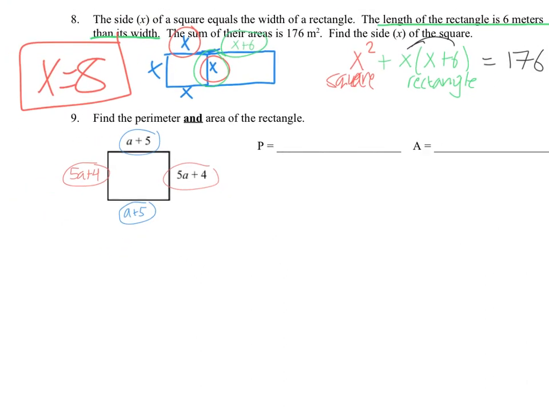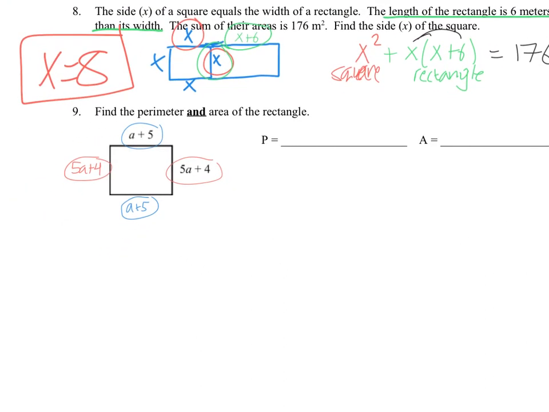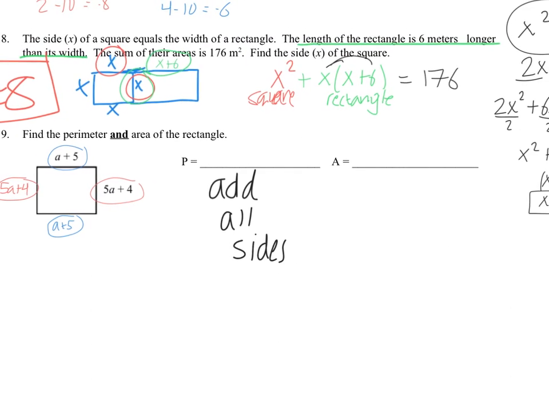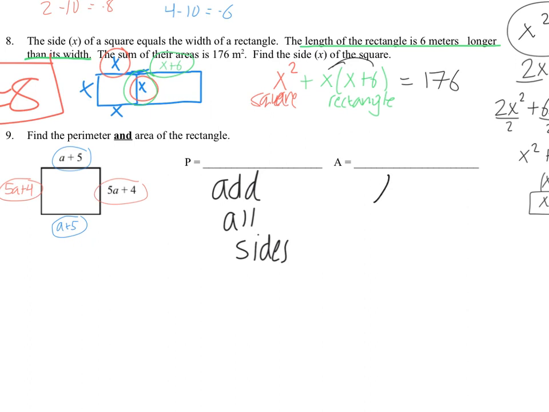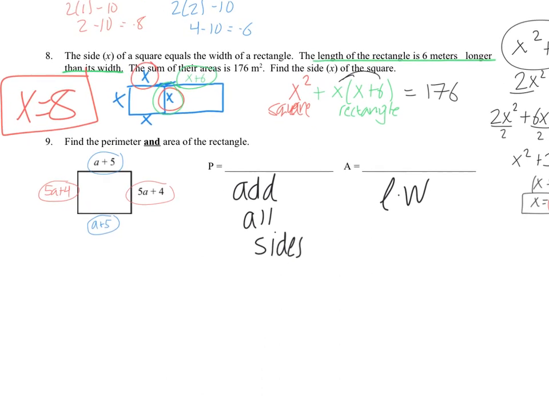Now, perimeter, you just add all the sides. So you're just going to say a plus 5 plus 5a plus 4 plus a plus 5 plus 5a plus 4. You're just adding all the sides. Area, you're going to do length times width. This should not be hard for you. It should be a plus 5 times 5a plus 4.